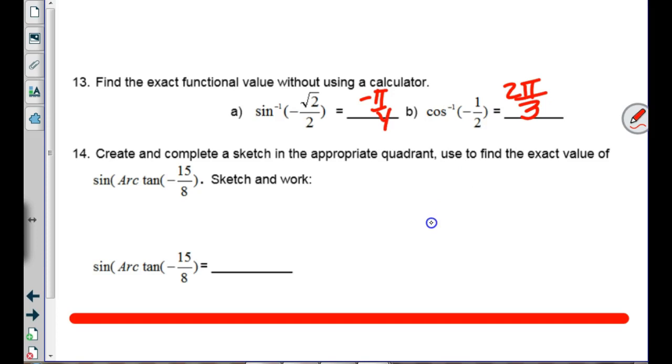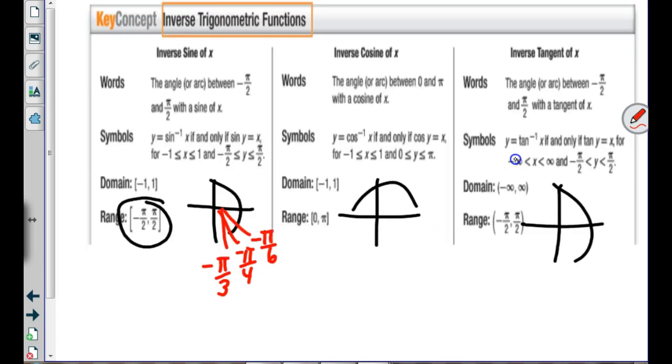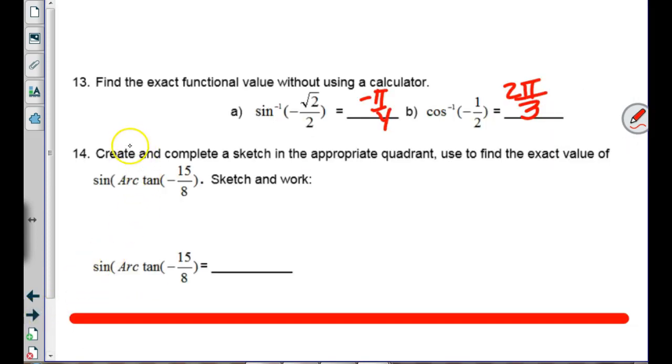Or tangent. So the question was, do we only have negative fourth quadrant stuff, but it can be negative if it's tangent or sine. Okay? Anything that's in the fourth quadrant. Okay, create and complete a sketch in the appropriate quadrant.